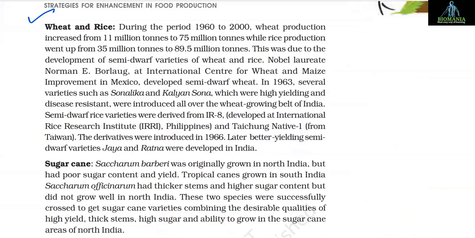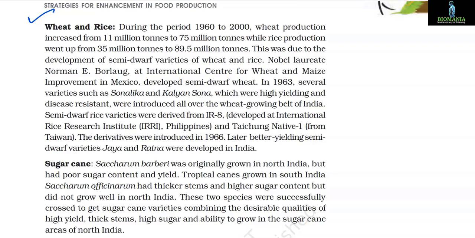Wheat and rice. During the period 1960 to 2000, wheat production increased from 11 million tons to 75 million tons, while rice production went up from 35 million tons to 89.5 million tons. This was due to the development of semi-dwarf varieties of wheat and rice.